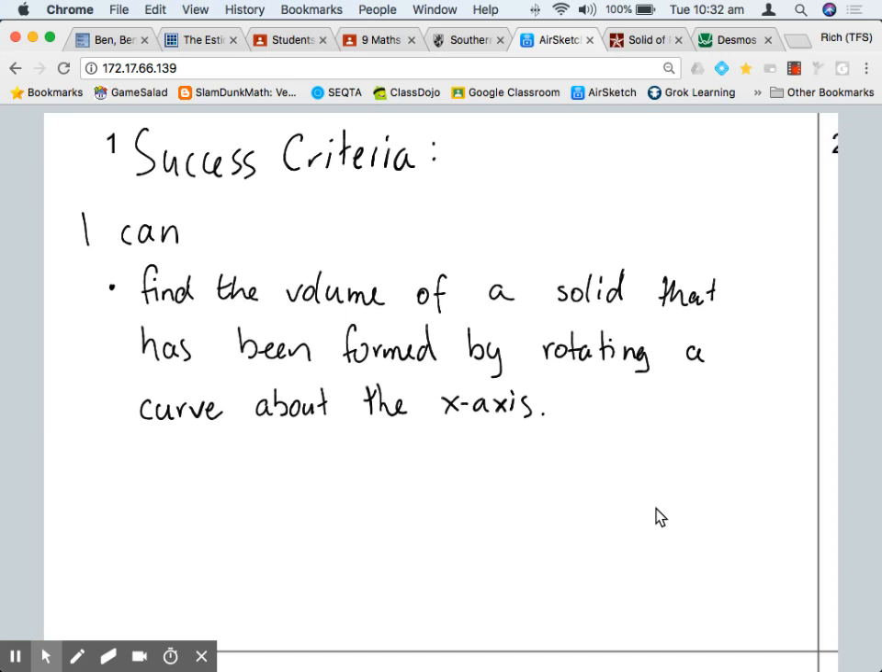Okay, so the success criteria is pretty straightforward, just the one today, and that is that I can find the volume of a solid that has been formed by rotating a curve about the x-axis. So I'll unpack that for you in a second so you can see what we're talking about there. Now on the right of the data projector screen, that's the formula. Volume is equal to the integral from a to b of f of x squared dx, and we multiply the whole thing by pi.